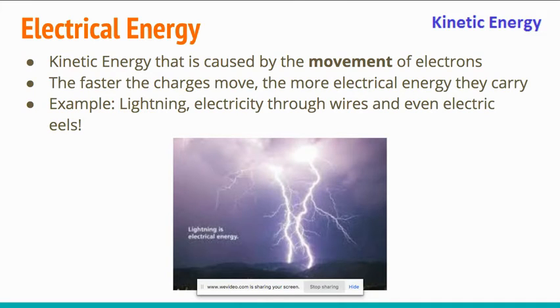Instead, we're going to talk about the movement of electrons. Kinetic energy is moving through electrons. It's the movement, like, I don't know how to describe movement other than the word movement. But it's the electrons going through the air, doing their thing. And the faster that the electrons move, the more electrical energy they carry. So we all know examples of electrical energy. We got outlets in our house, we got lightning in the sky, right? Those are all examples of those electrons moving very quickly.